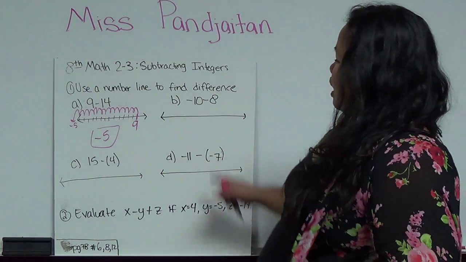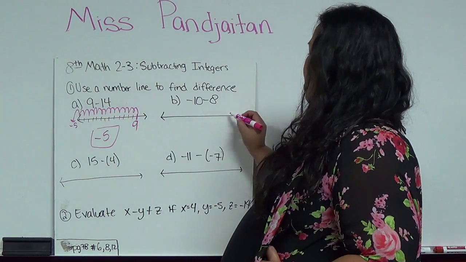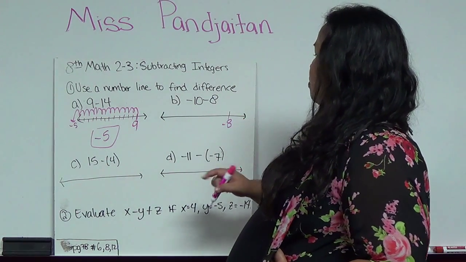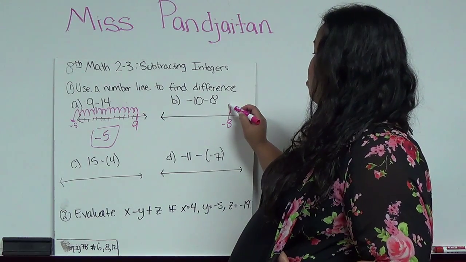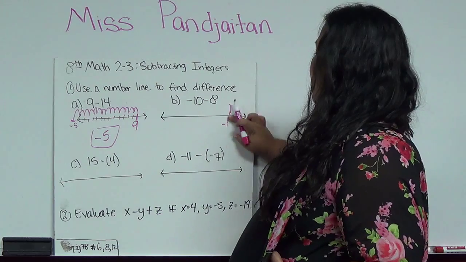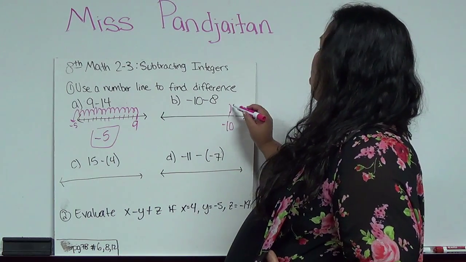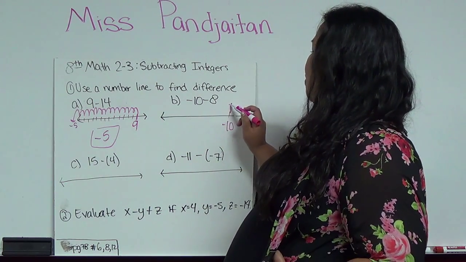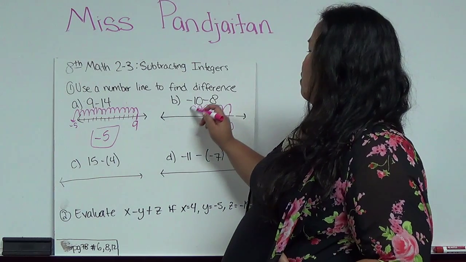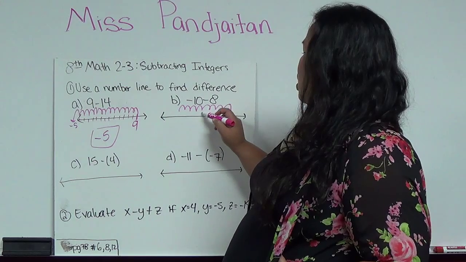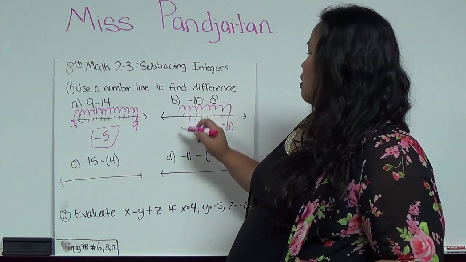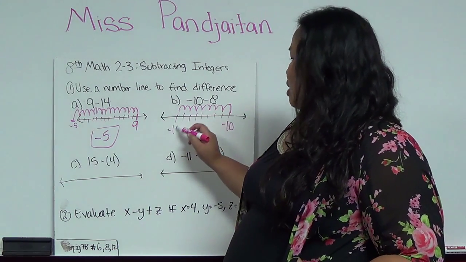Okay, -10, -8. So this one I'm going to start at -10, and I'm subtracting -8. So 1, 2, 3, 4, 5, 6, 7, 8. So -10, -11, -12, -13, -14, -15, -16, -17, -18.